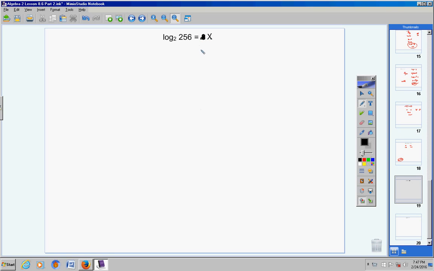Alright, here we go. Step 1, isolate the logarithm. Well, the logarithm's isolated. Here's my word. Here's my argument, so it's isolated. Step 2 says to write the problem exponentially. Well, that would be 256 equals 2 to the what power? X. Now, step 3 says solve the equation.